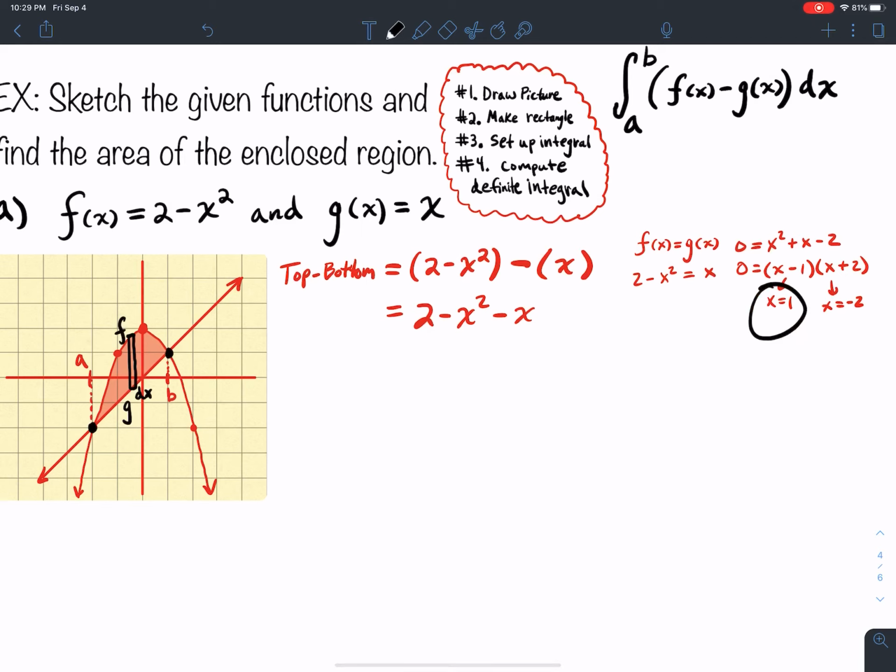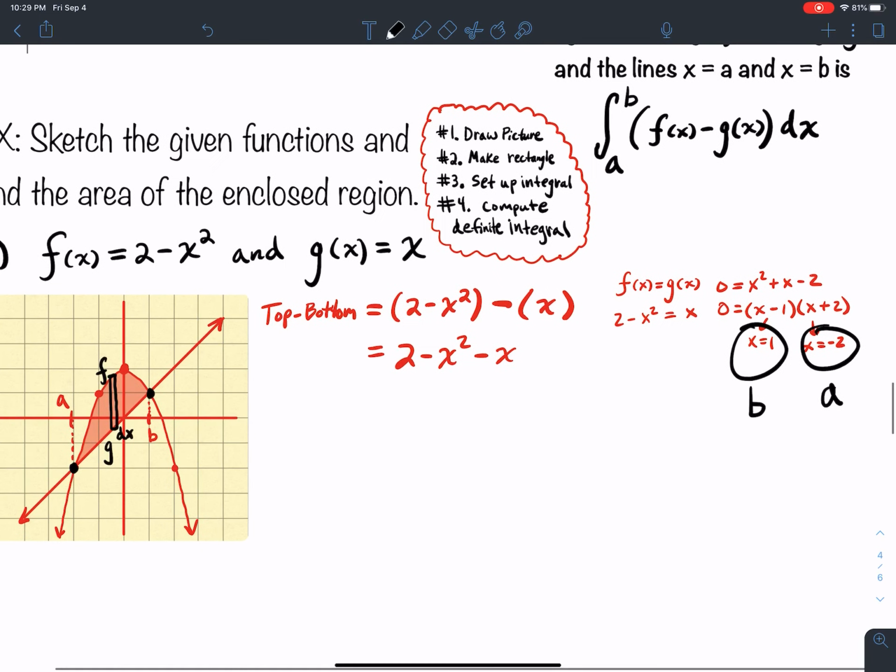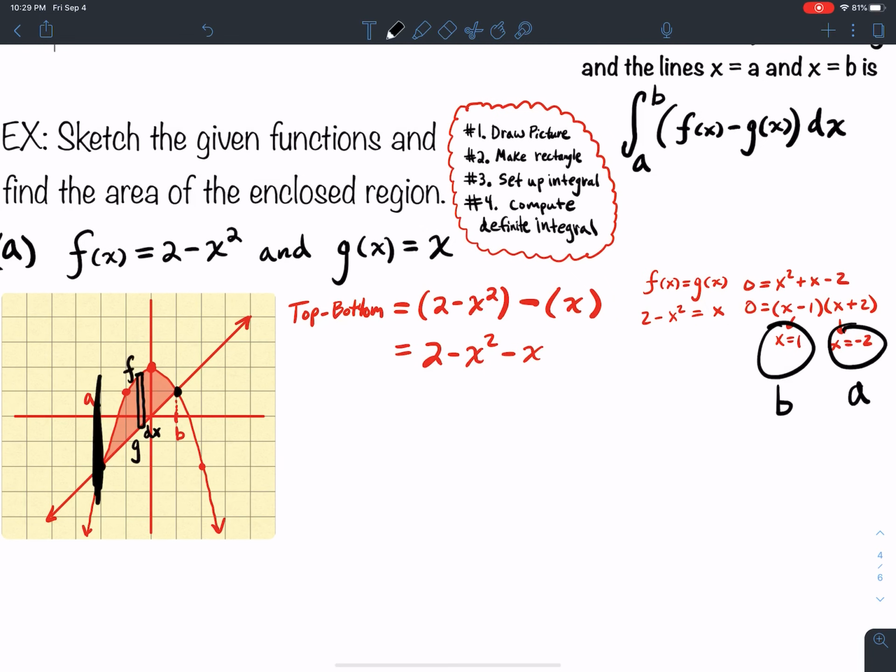So this tells me what my b is, and this tells me what my a is. How do I know which is which? Look, we start with the lower limit, and we sum rectangles all the way till we get to the upper limit. So we start with the low number, negative 2, and we stop with the higher number, x equal to 1.